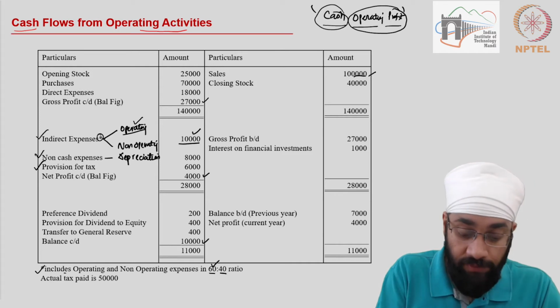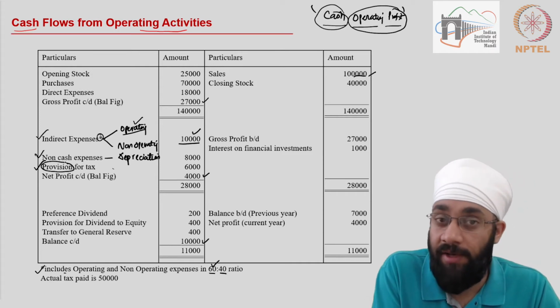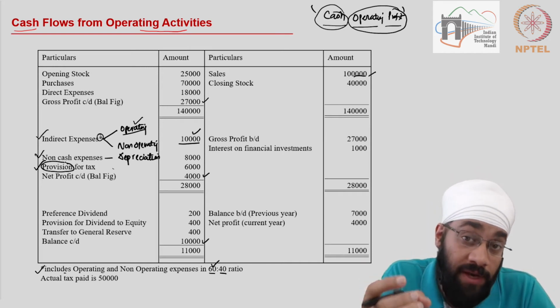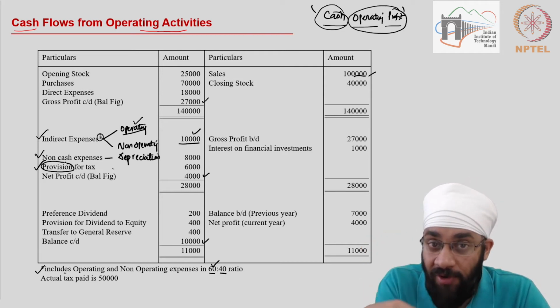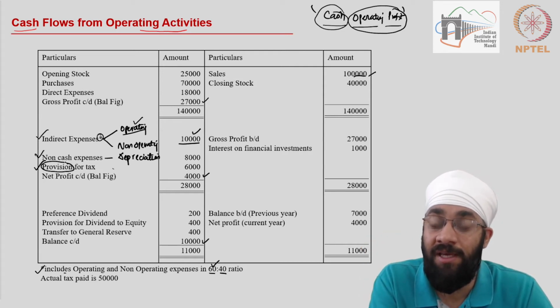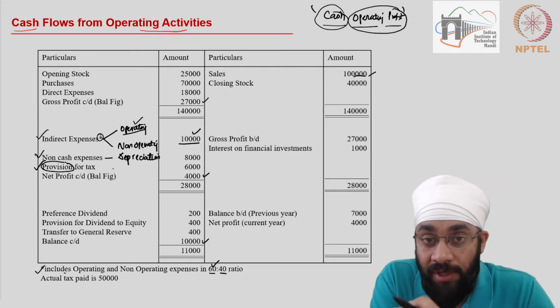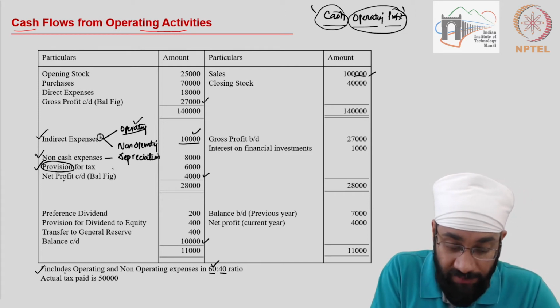Then you have provision for tax. Again, this provision means you are not paying the tax. You are setting money aside for the possible amount of tax. You have not yet paid it. So the bank account of the company has not gone down because of the payment of tax. So this provision for tax we are not going to include in the statement here. So ignore this. Then you have net profit balance.